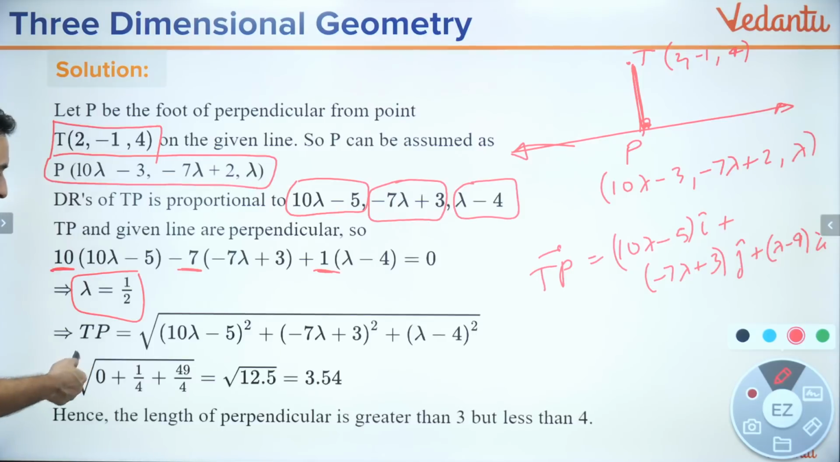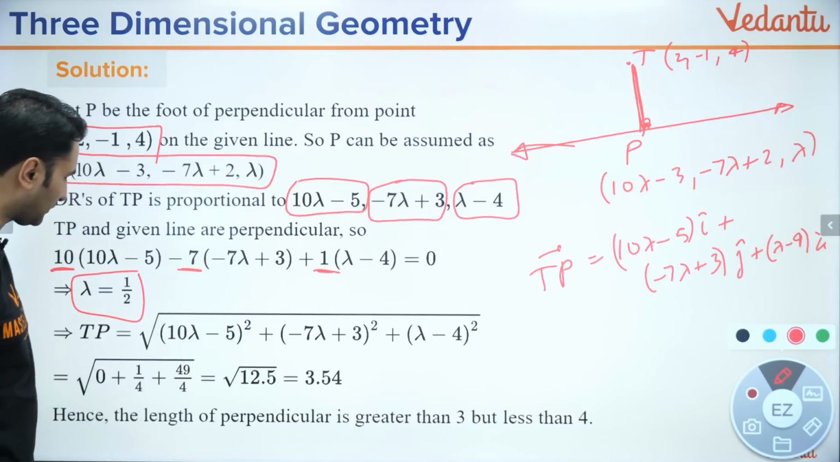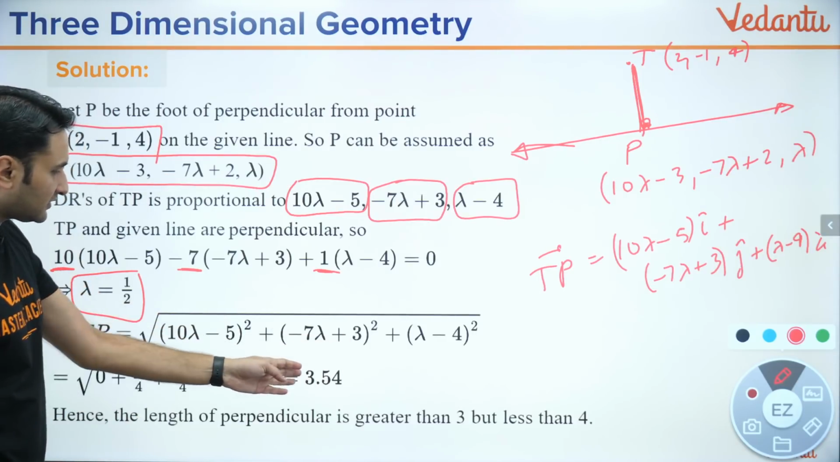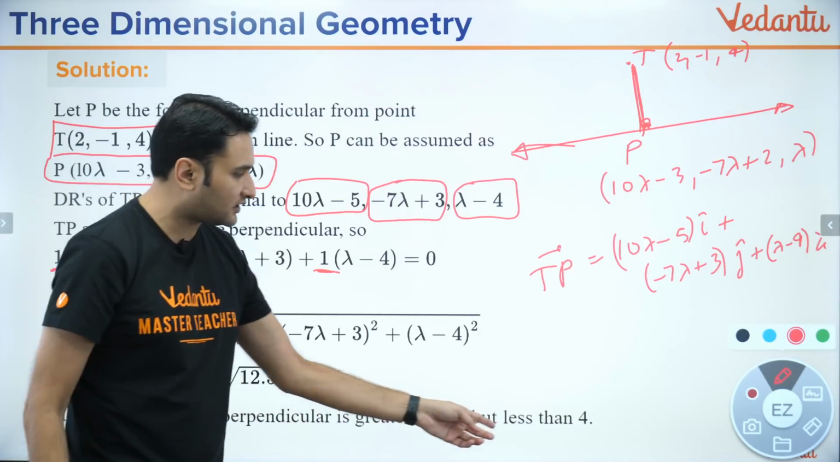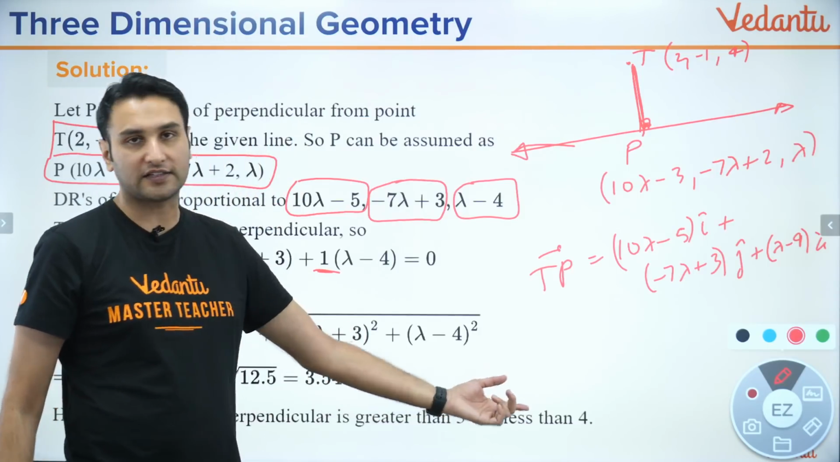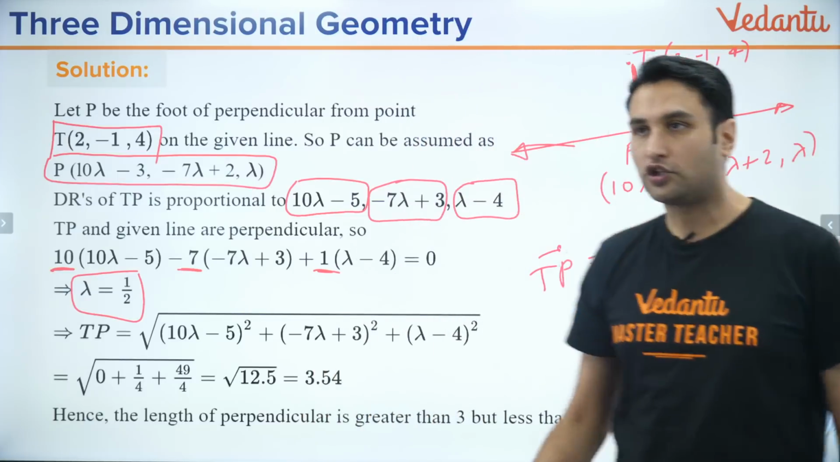I got the point T. तो TP का distance आ जाएगा आपके पास. ठीक है. And that distance is coming out to be 3.54 which is greater than 3 but less than 4, hence the answer was A. Cool. चलो, let us move ahead.